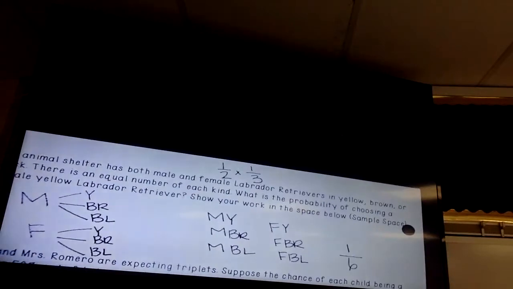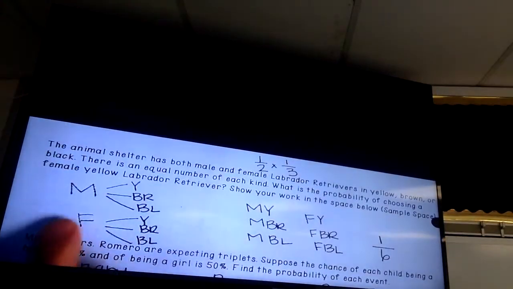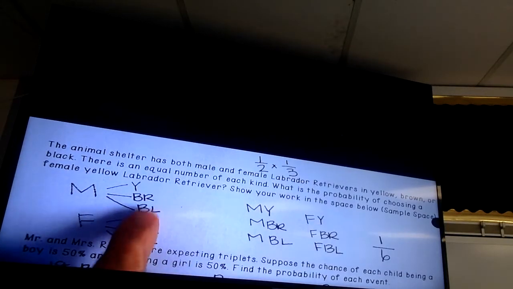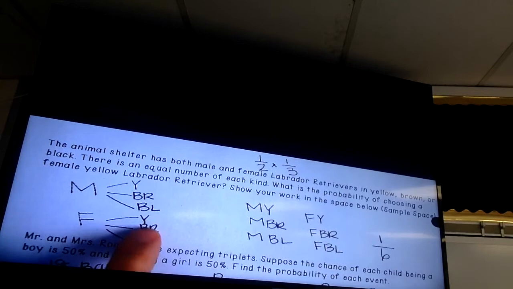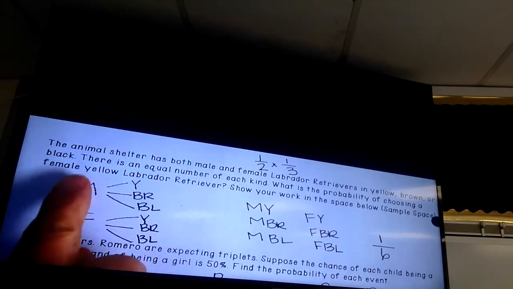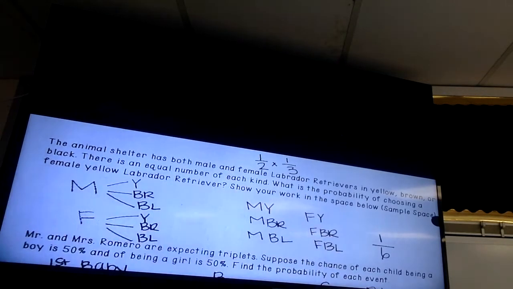All right, guys, so let's see what this looked like. So I could have chosen male or female, and then I have my colors going off, yellow, brown, or black. Or you could have reversed it. Some people I saw did yellow, brown, and black, and then only had 2 branches coming off of each of them that said male and female. Either way would be correct. The order is not specific.